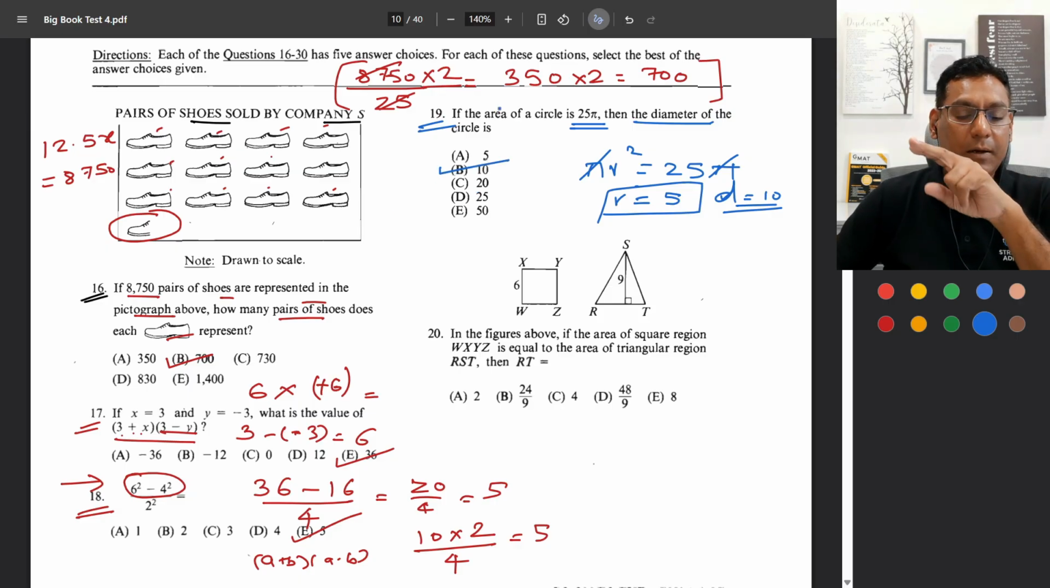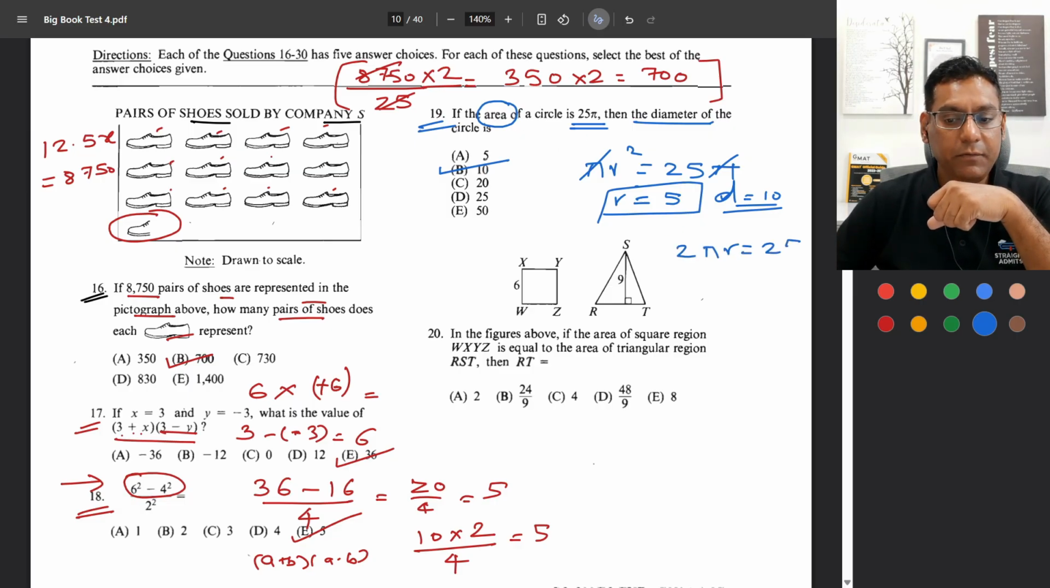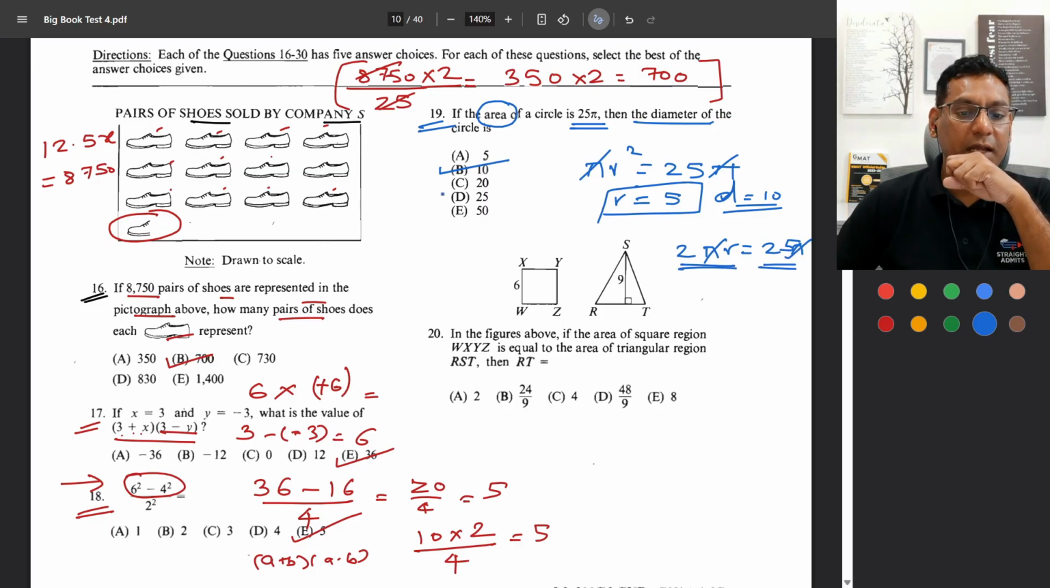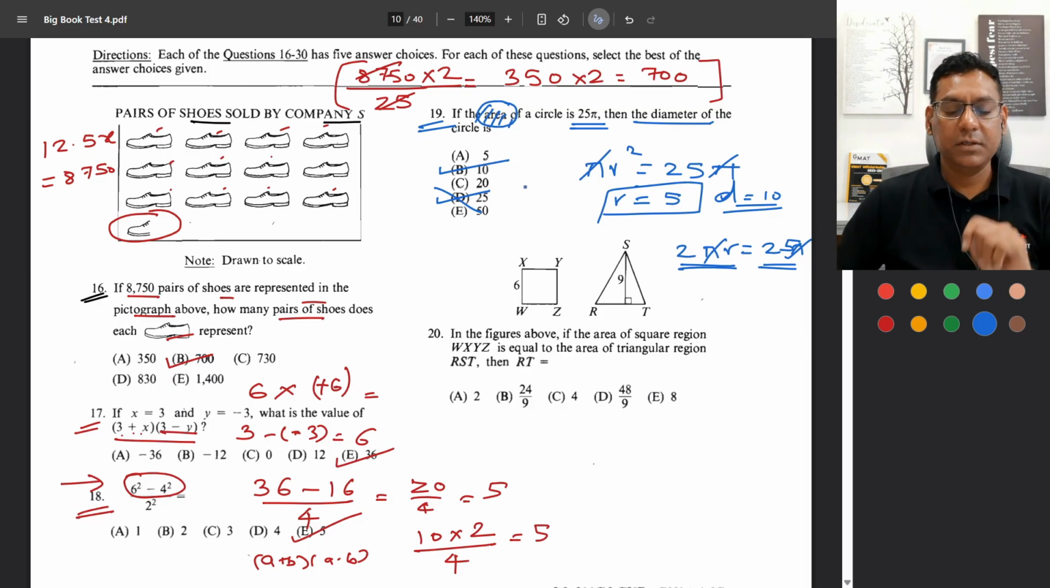You might go wrong if you think this is the circumference of the circle. For example, if you misinterpret this as circumference being 25 pi, so pi will get cancelled, 2r is the diameter, that is 25, and you might mark 25 as the correct answer, but that is wrong. Because this is not the circumference, this is the area, right? So always be very careful with area and circumference.